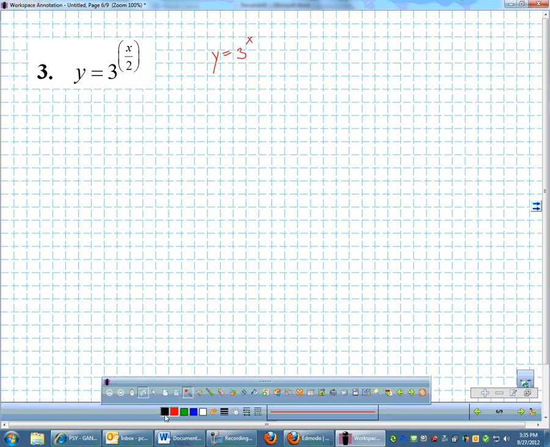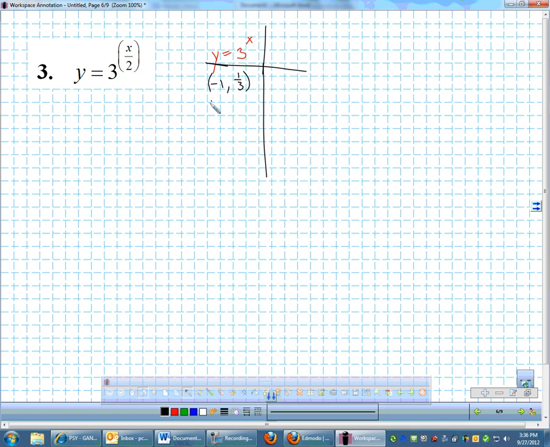And I'm going to start by listing some ordered pairs for 3 to the x. So let's think about that. What does 3 to the x go through? We could just plot some points. If I plug in negative 1 for x, 3 to the negative 1 is 1 third. If I plug in 0 for x, 3 to the 0 is 1.